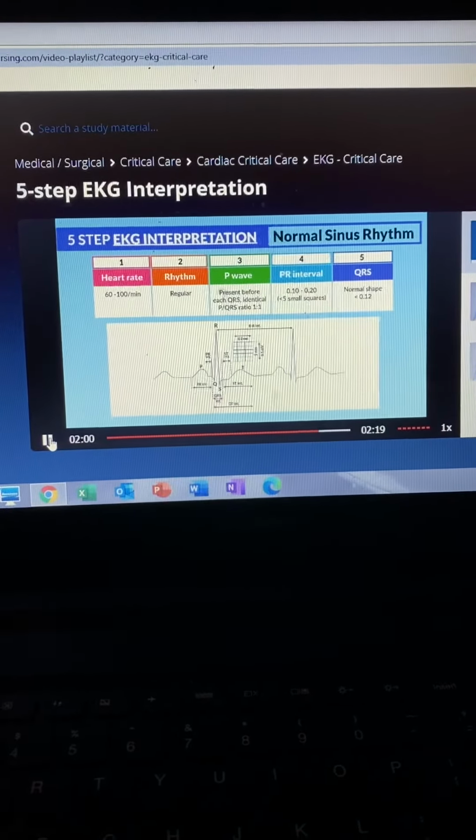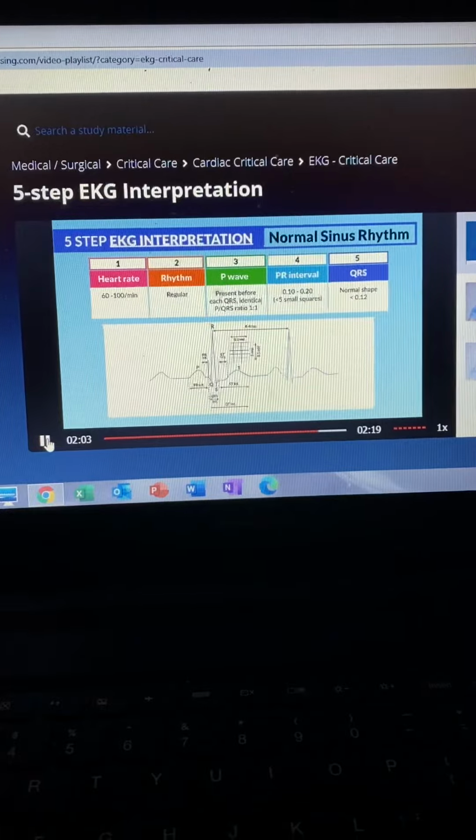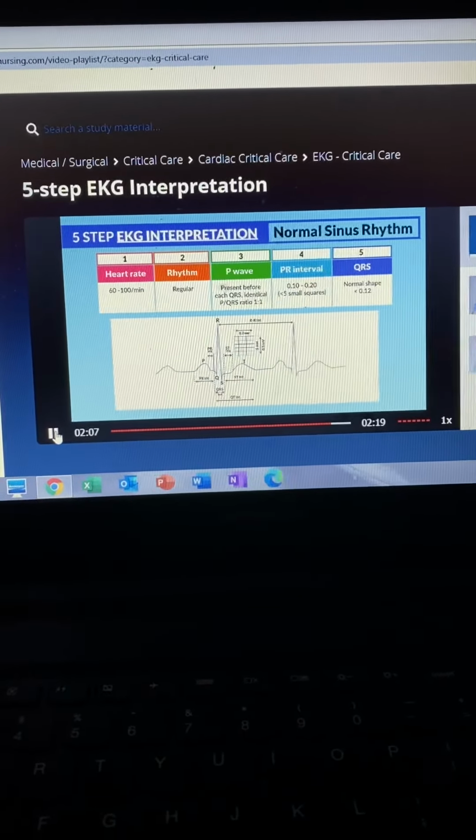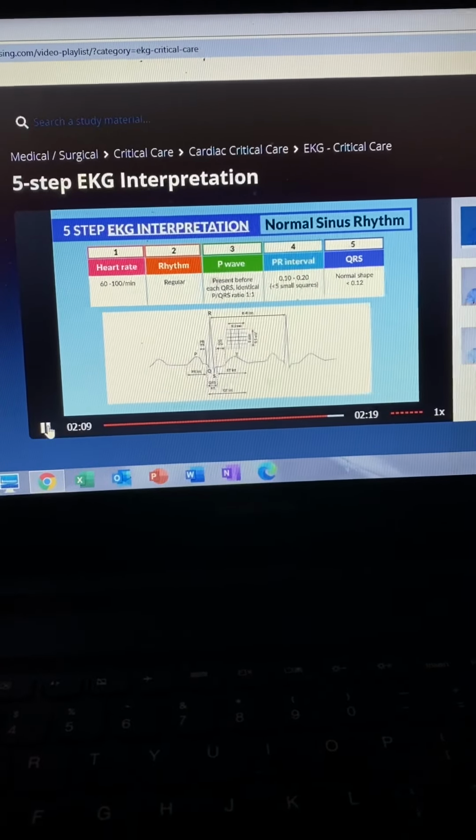And that wraps it up. We have 5 steps for EKG interpretation in 15 seconds or less. So pause your screen and write down these 5 steps.